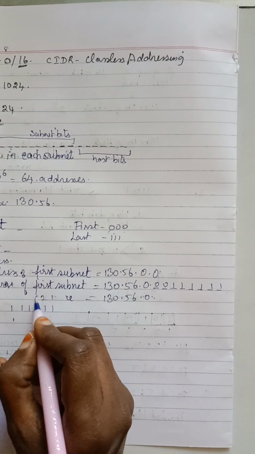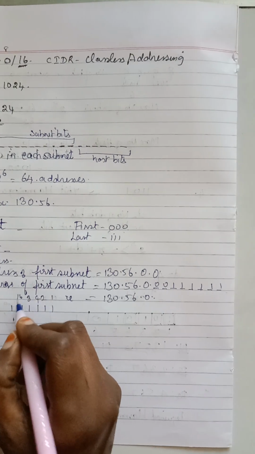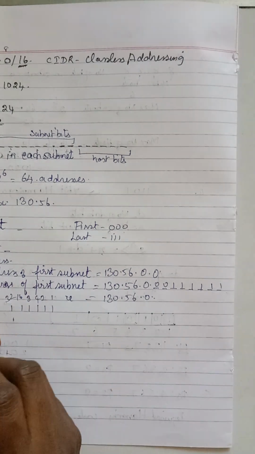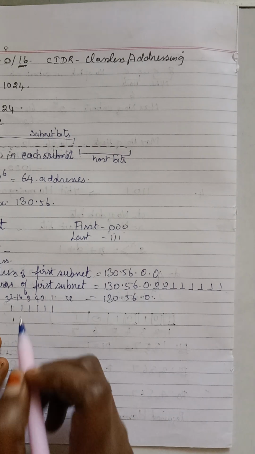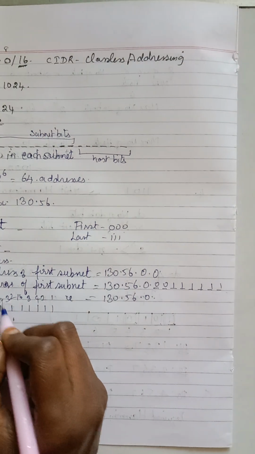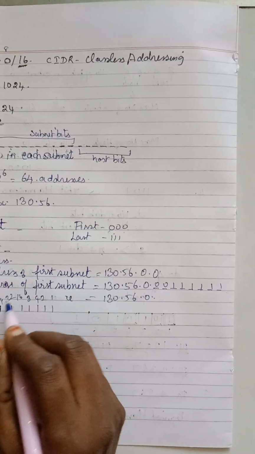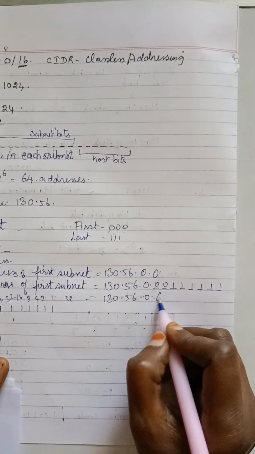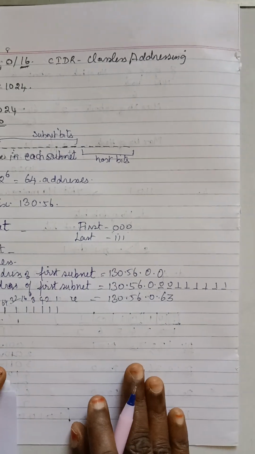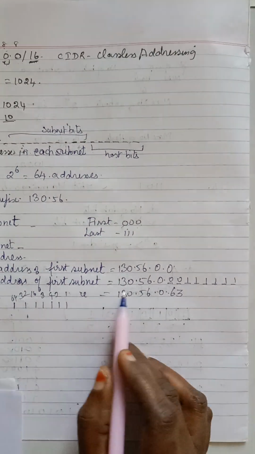This is 1, 2, 4, 8, 16, 32. If you add these values, what will we get? The next value is 64. One tip is, if the next value is 64, then the addition of all these values will be 63. So you can write 63. So this is the last address of the first subnet.